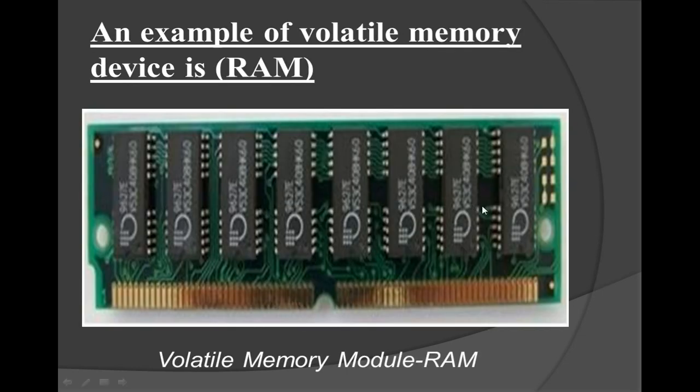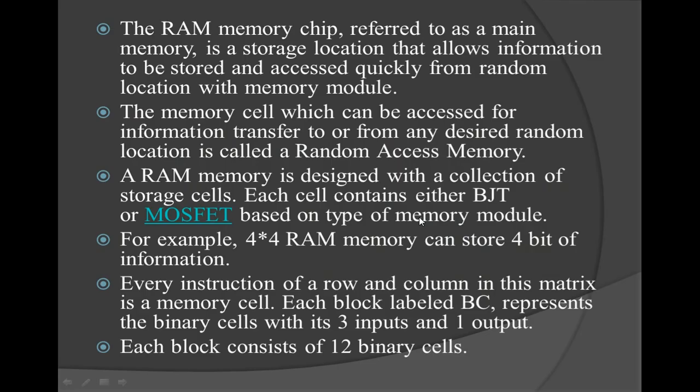Here you can see some images of volatile memory. A continuous power supply is required for this volatile memory device, the RAM. The RAM memory chip is referred to as the main memory and storage, the location where information is stored and accessed quickly from a random location within the memory module. The memory cell accessed for information transfer to or from the desired random location is called random access memory, as the name itself says.